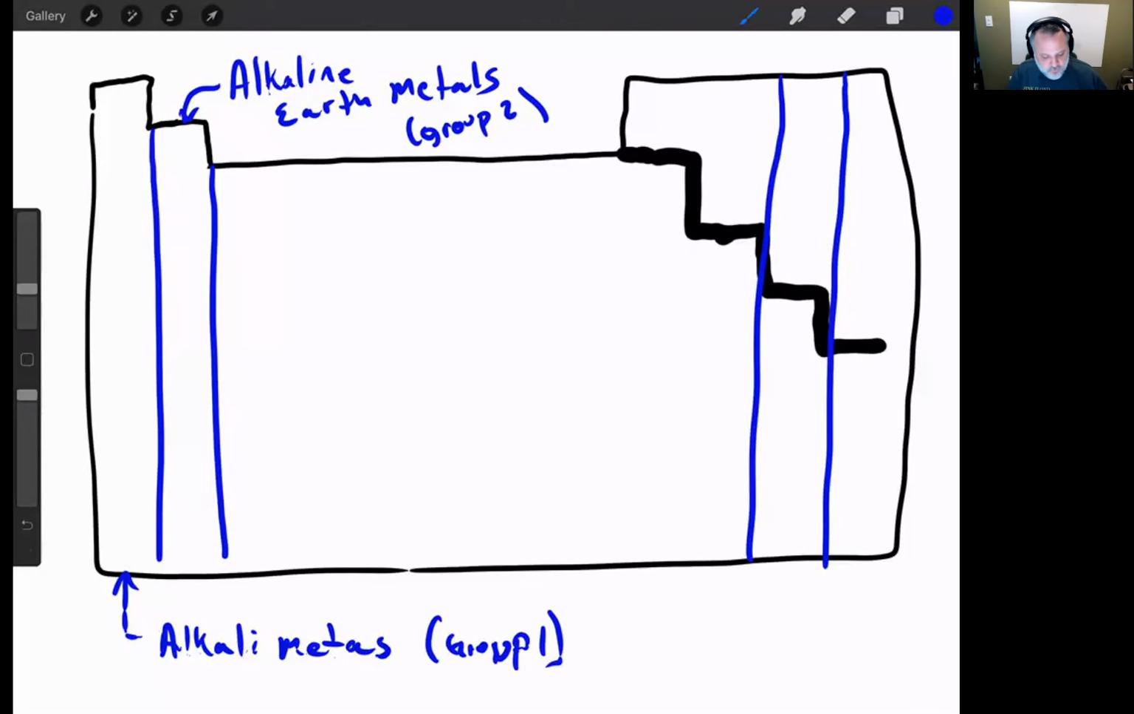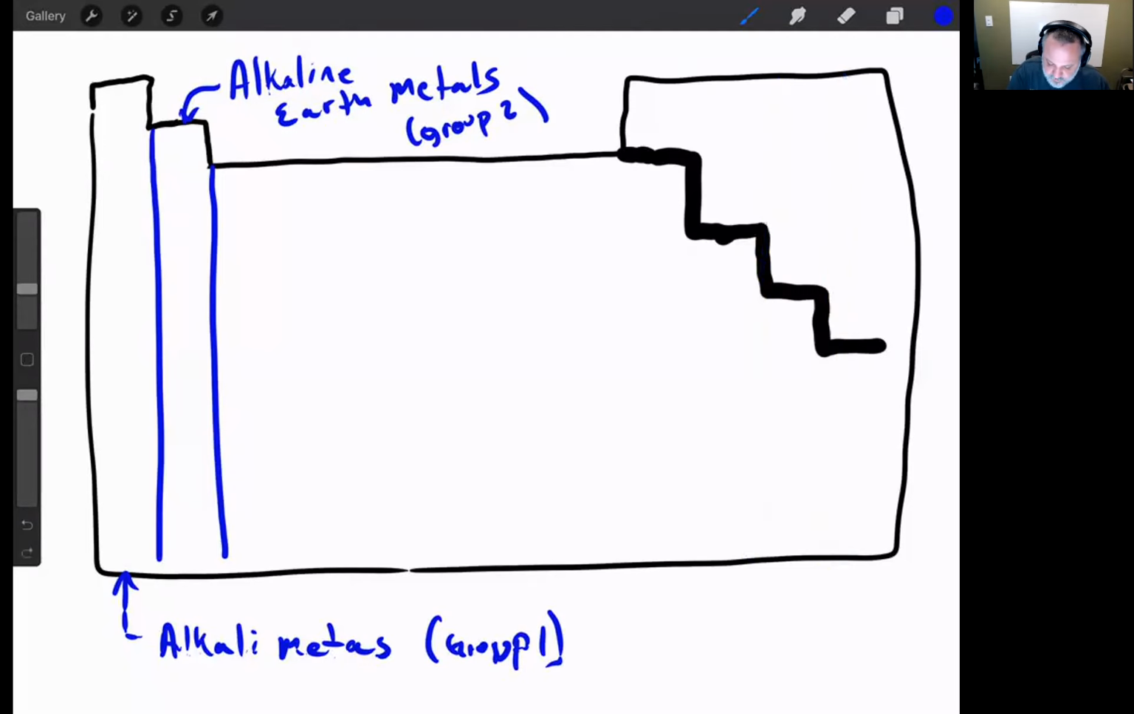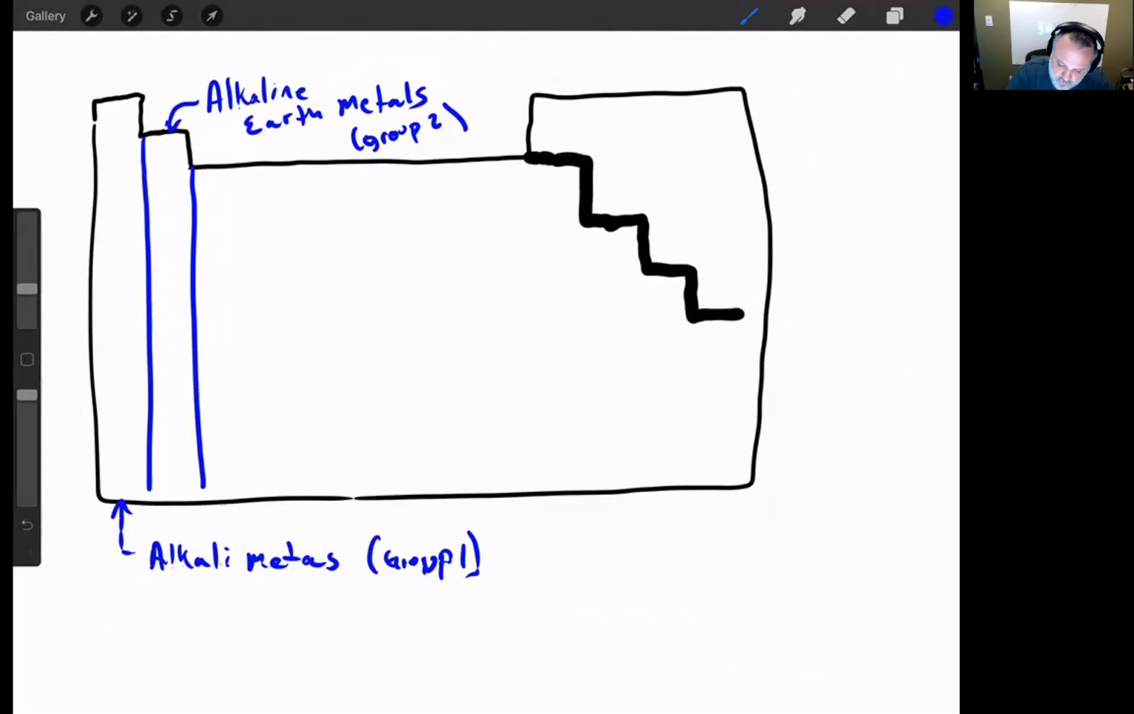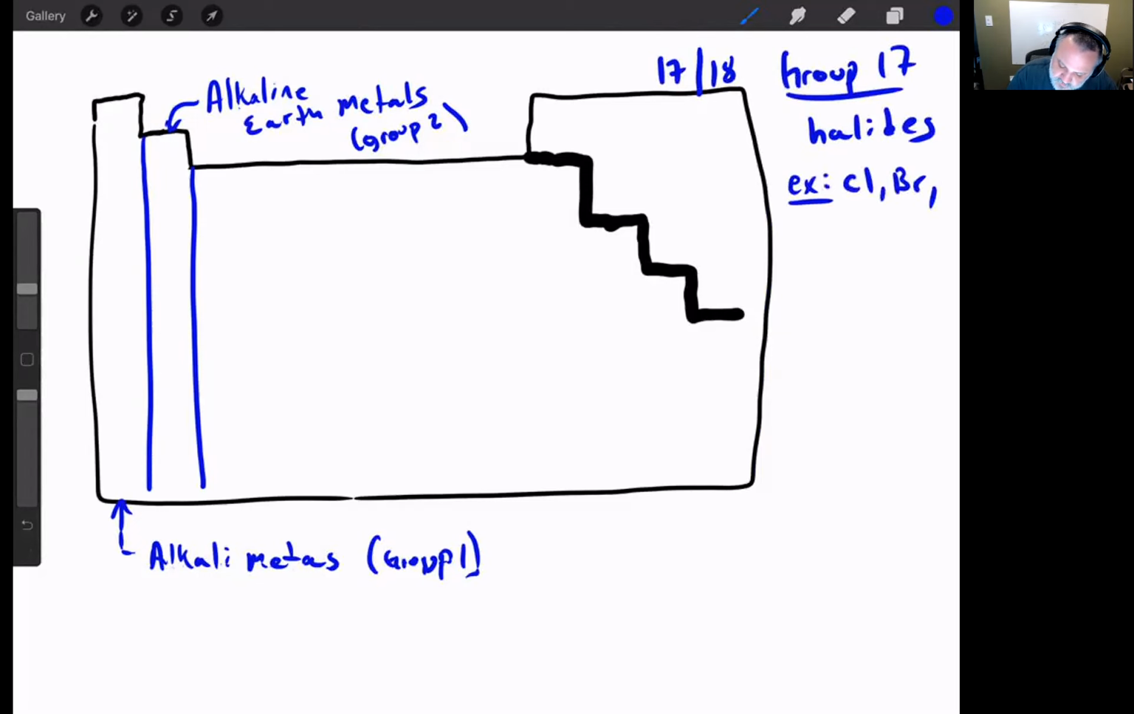And they start here, group 17 and group 18. Let me shrink this down just a little bit. 17 and 18. Group 17 are called halides. And so if you look at group 17, what's in group 17? Chlorine, bromine, fluorine, iodine, not in any particular order.